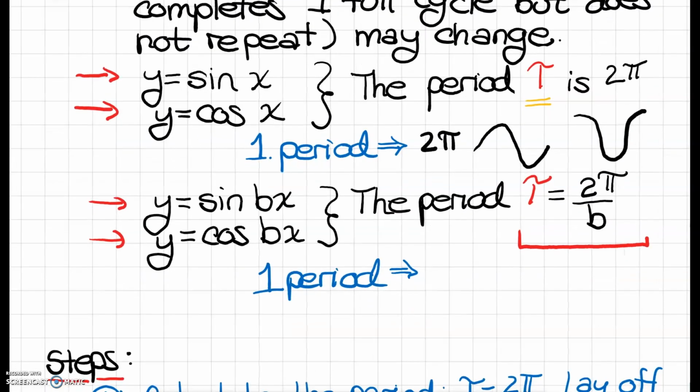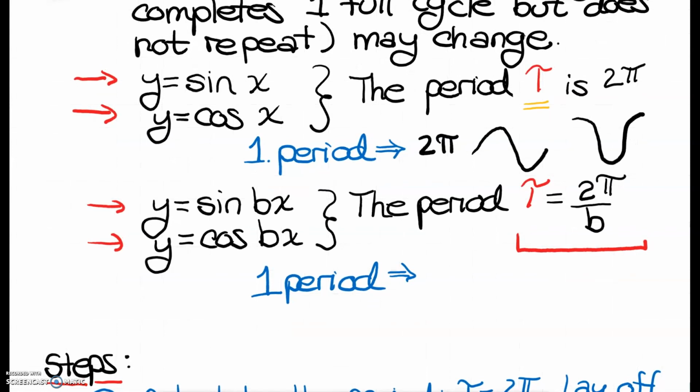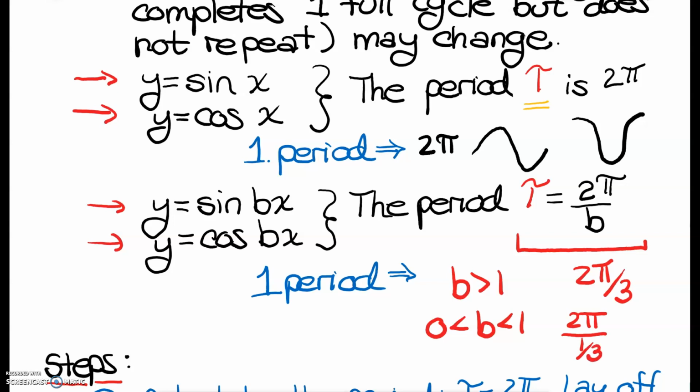So let's take a look at what happens if b is greater than 1. If b is greater than 1, what happens to our period? Well, let's say b equals 3. Our period now is 2 pi over 3, which is much smaller than our 2 pi period. How about if b is between 0 and 1? Let's just say it's 1/3. Then our period is going to be 2 pi over 1/3, or 6 pi.